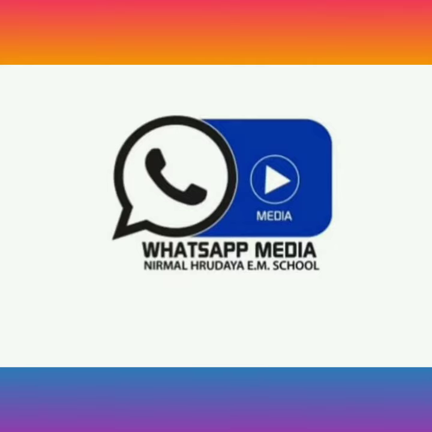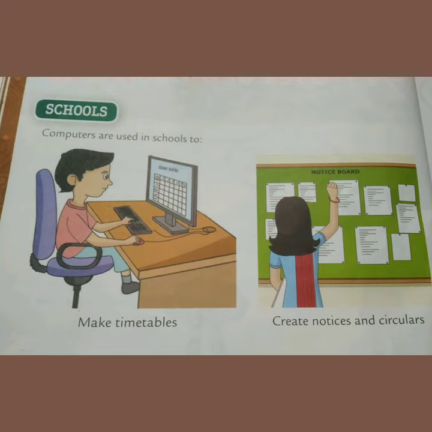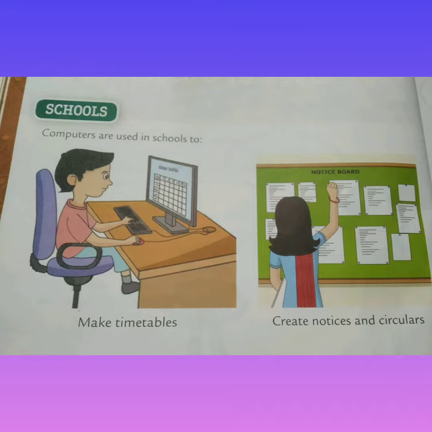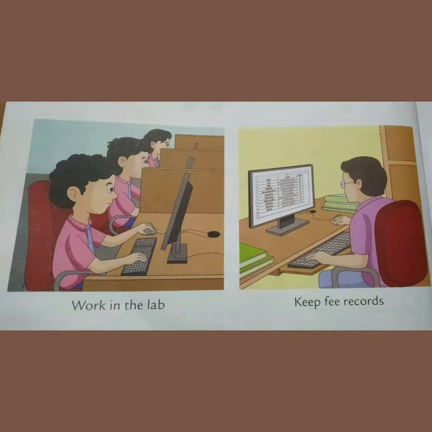Are you there? Okay, today we are going to study a new chapter, Uses of a Computer. You already know what the uses of a computer are. Computers are used for various purposes in schools, homes, hospitals, banks, railway stations, airports, shops, space stations, offices, hotels and restaurants. Okay, look at the picture.